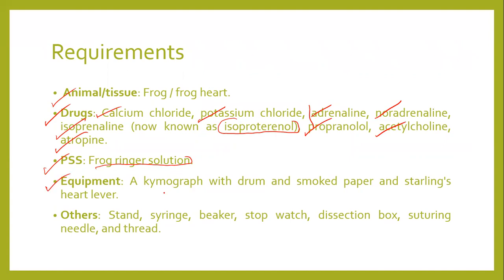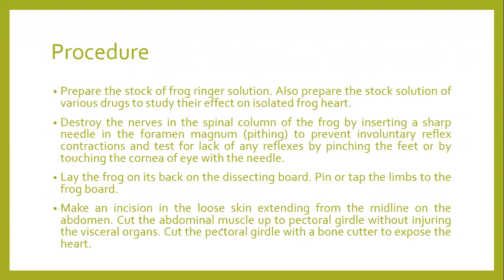Then equipment: we have to use a chymograph with drum and smoke paper. No need to have the smoke paper because we use a pen tip that can write onto white paper. Earlier we used to have this, but now there is no requirement of it. Then Starling's heart lever, and the other things we need are stand, syringe, beaker, stopwatch, dissection box, suturing needle, and thread. Now the procedure, it is a stepwise procedure.